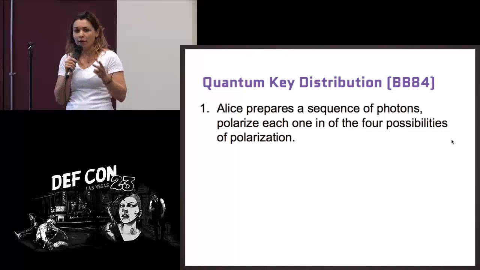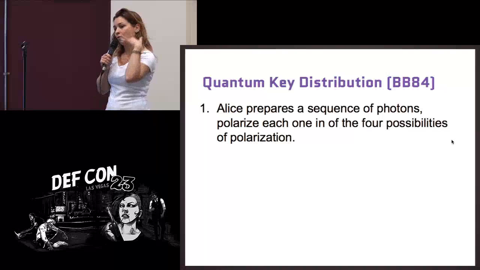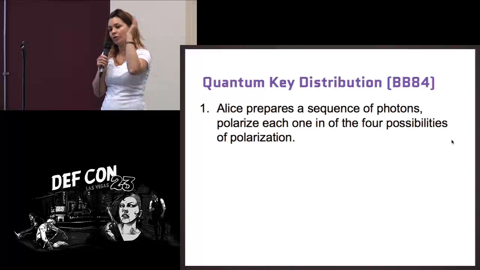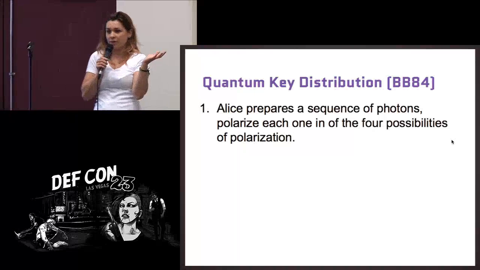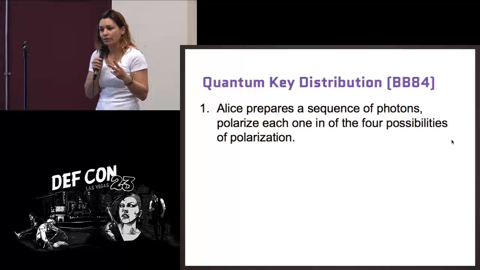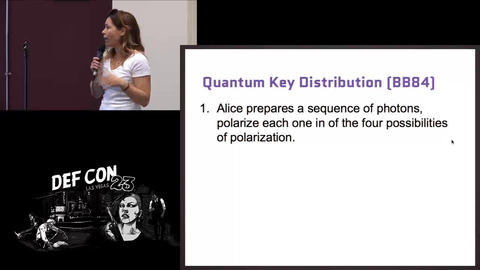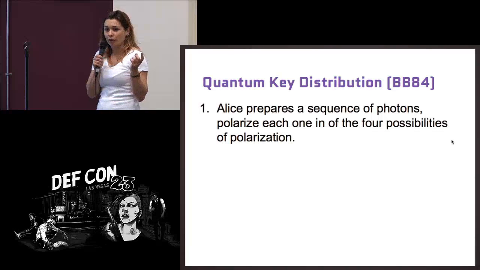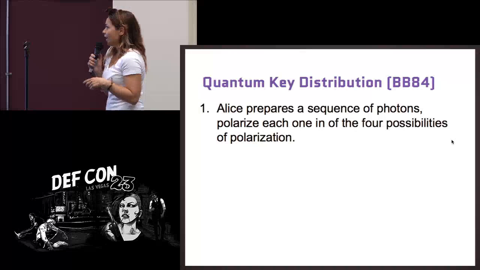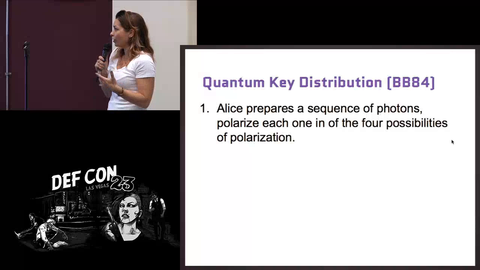Remember we talked about two bases, one that's horizontal and vertical, and another one that was 45 degrees this side, 45 degrees that side. These are two different bases, right? They are orthogonal between them. So Alice just uses any of these four states, from any of these two types of bases, and prepares her photons and sends them.